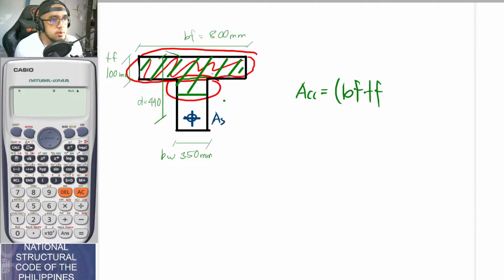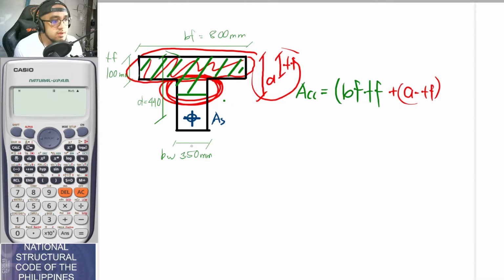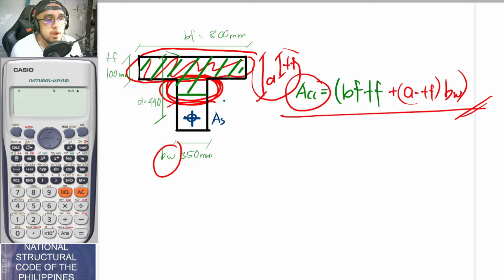Plus this portion. And this portion here is equal to, if this is your value of A and this is your value of TF, then plus here, A minus TF. So this is now this dimension minus, times BW, the base of the web. So this is one way for you to get the compression area of your concrete. So theoretically speaking, that's how it is.